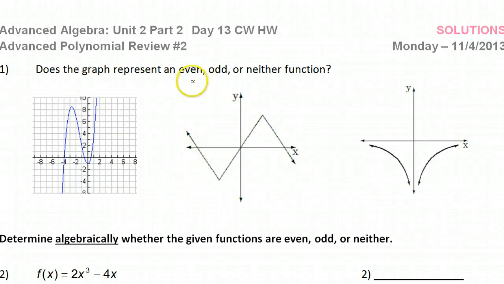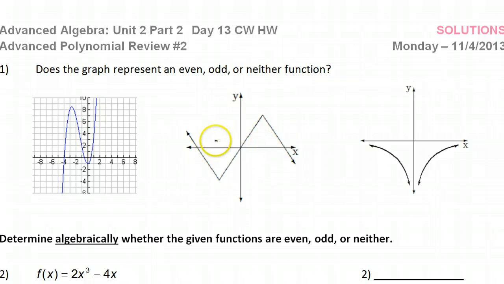Alright, this is our second review on advanced polynomials, preparing for a test on advanced polynomials. We're going to do it all. Let's dive right in. Problem number 1. Do these graphs represent even, odd, or neither functions?